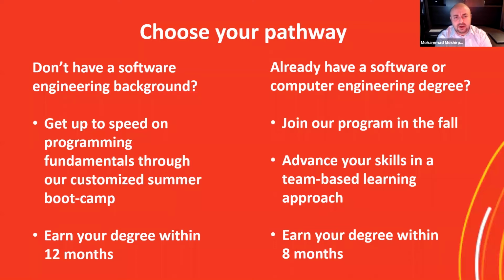So I'm talking about the points on the right. I'm going to go with people with a software engineering background, and then I'll talk about people without. The people with a software engineering background join in the fall. They're going to take advanced courses, and they can earn their degree in 8 months. So the idea is that if you're already a software engineer, you can take this program to take advanced courses in machine learning, in AI, in cloud computing, and what have you, and earn your course-based master's degree.